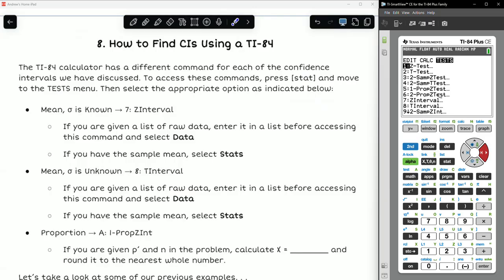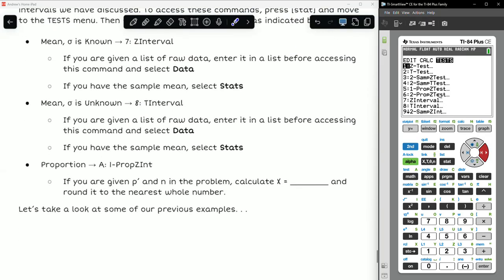So options 7 and 8, z interval and t interval, are when we're estimating a mean. We use z interval when we know the standard deviation for the population. We use t interval when we don't know the population standard deviation. If we're estimating a proportion, I want to do a z interval for proportions, and we know that that formula looks different than a z interval for means, and so it gets a different command, and it's off the screen. You have to scroll down to option A, which says 1 prop z int, 1 proportion z interval.